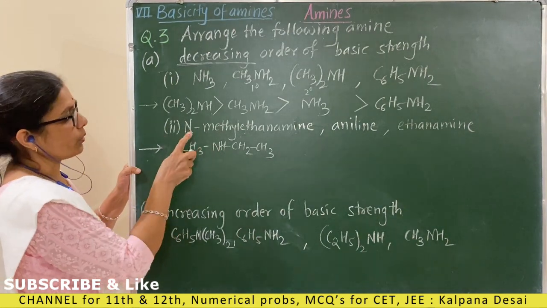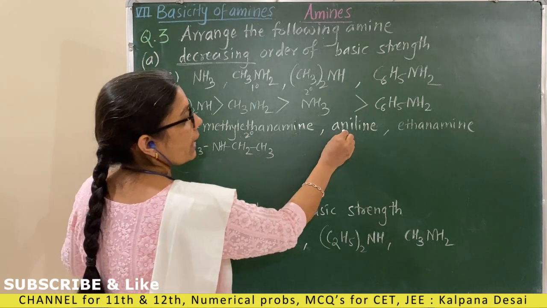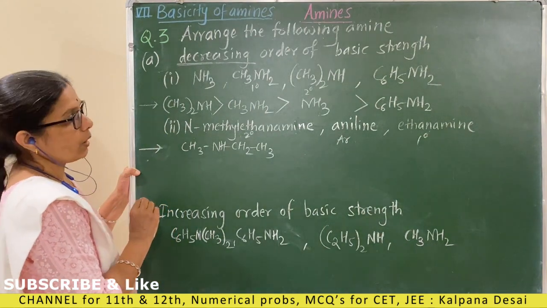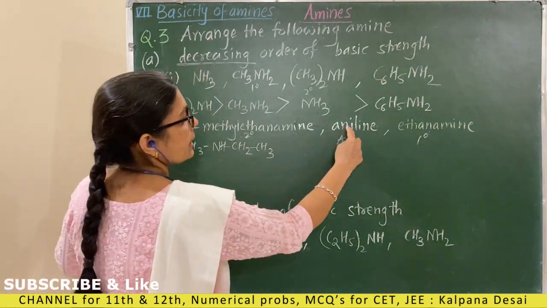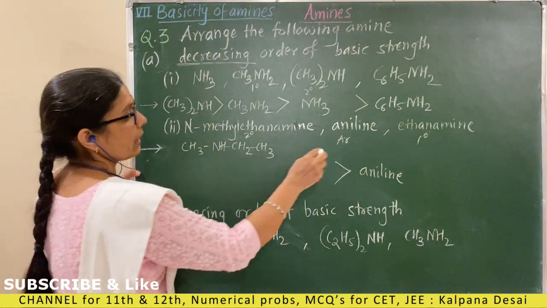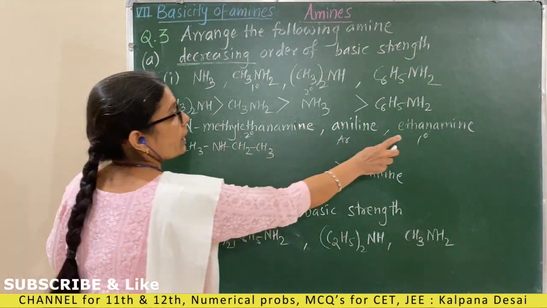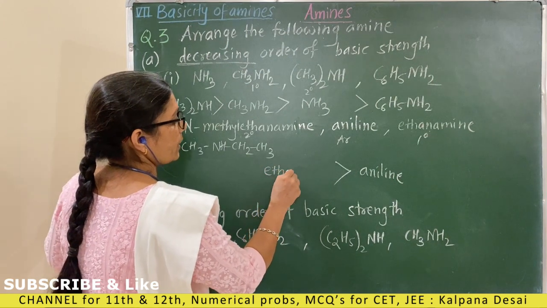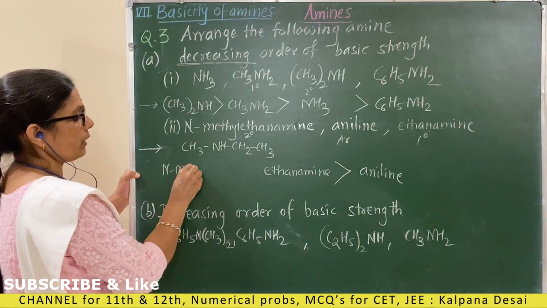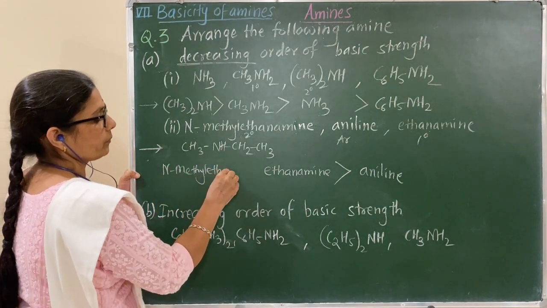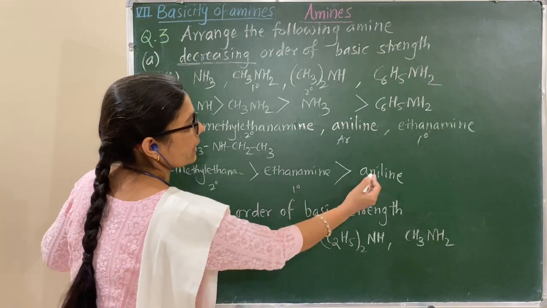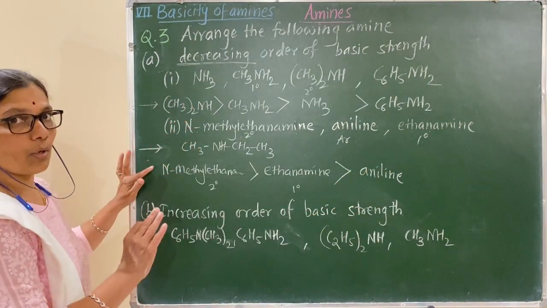Okay, next. Now decreasing order, here. N-methyl ethanamine has an NH, so it is a secondary amine. Then aniline is an aromatic amine and ethanamine is a primary amine. Decreasing order: at the last is aniline, the aromatic amine, then the primary ethanamine, and then the secondary N-methyl ethanamine. Secondary is the strongest among these.